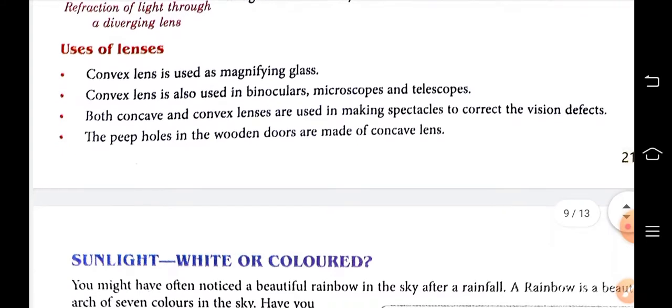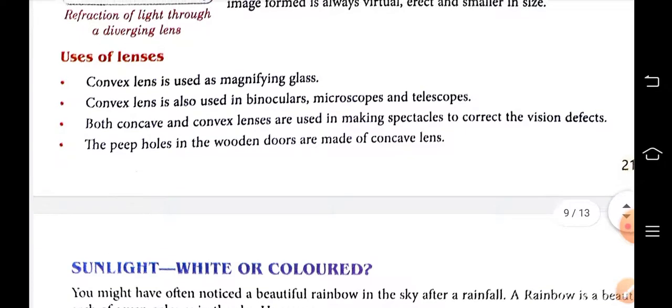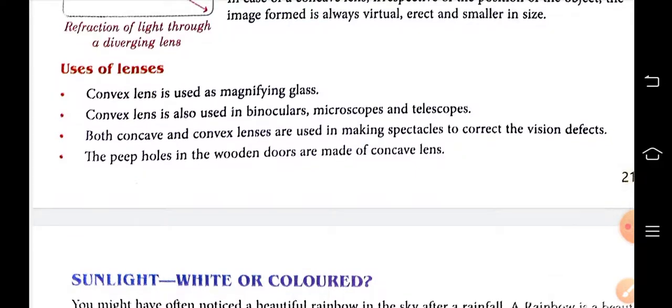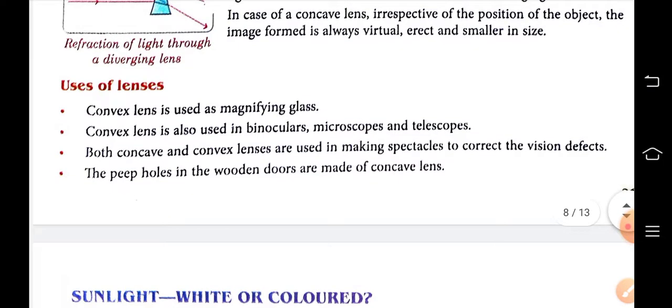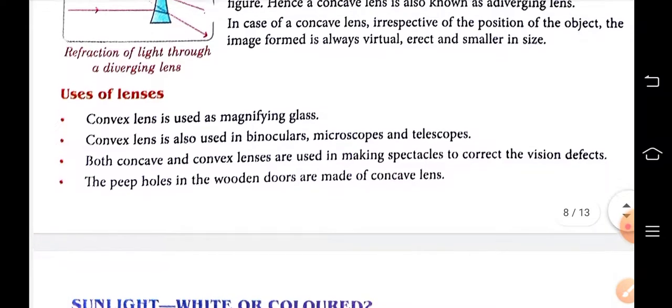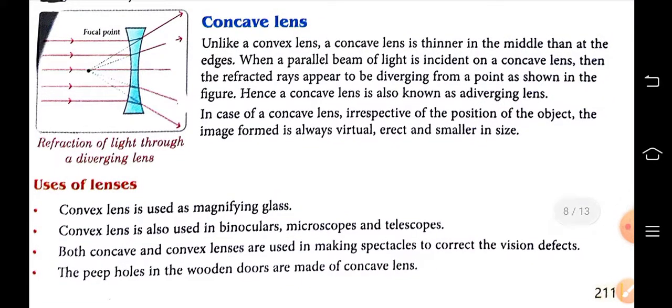Depending on the types of defects, the two lenses are used there, concave lens and convex lens, which you will read in detail in 8th standard. The peepholes in the wooden doors are made up of concave lens. In the wooden doors, a hole is there to see who is standing outside, and in these holes the concave lens is used. So this is all about the convex lens and concave lens.